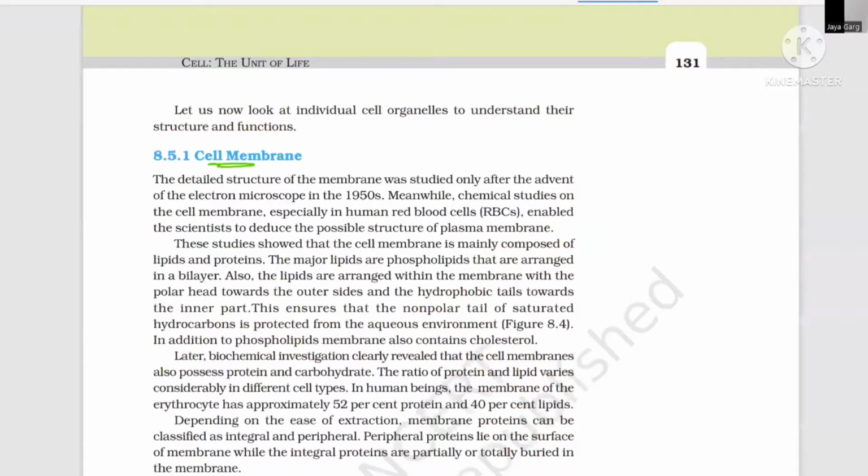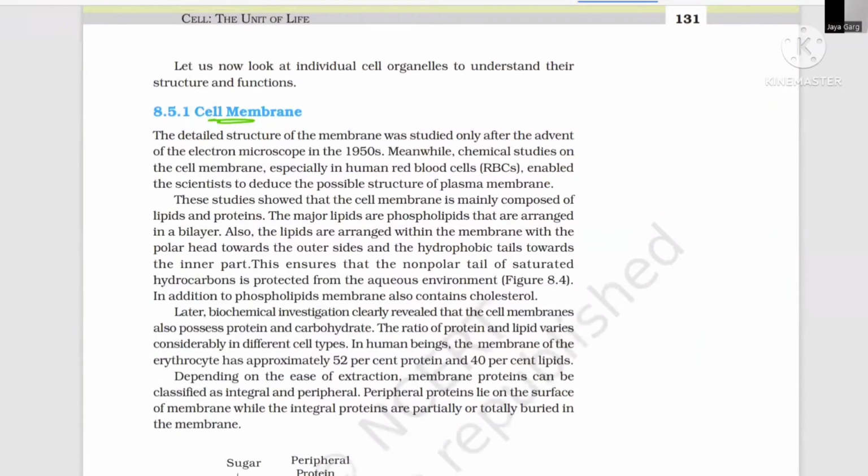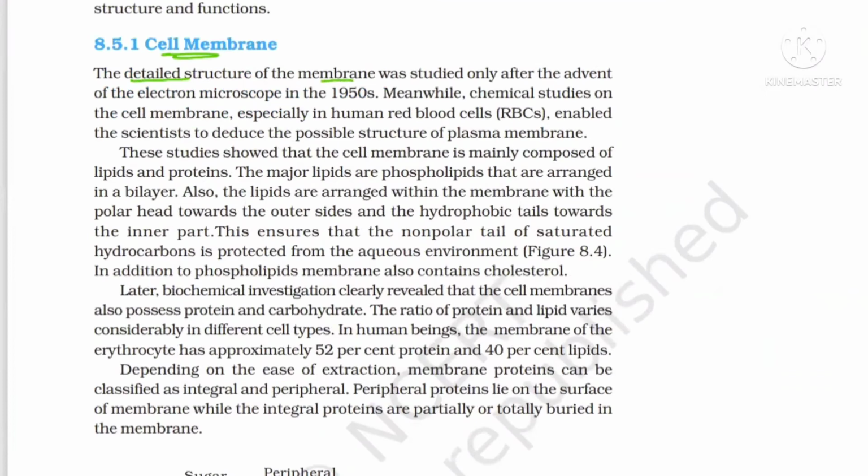Now let us see the NCERT. First of all, the detailed structure of the membrane was studied only after the discovery of the electron microscope. Again, question: electron microscope or light microscope or compound microscope? In which year? 1950.